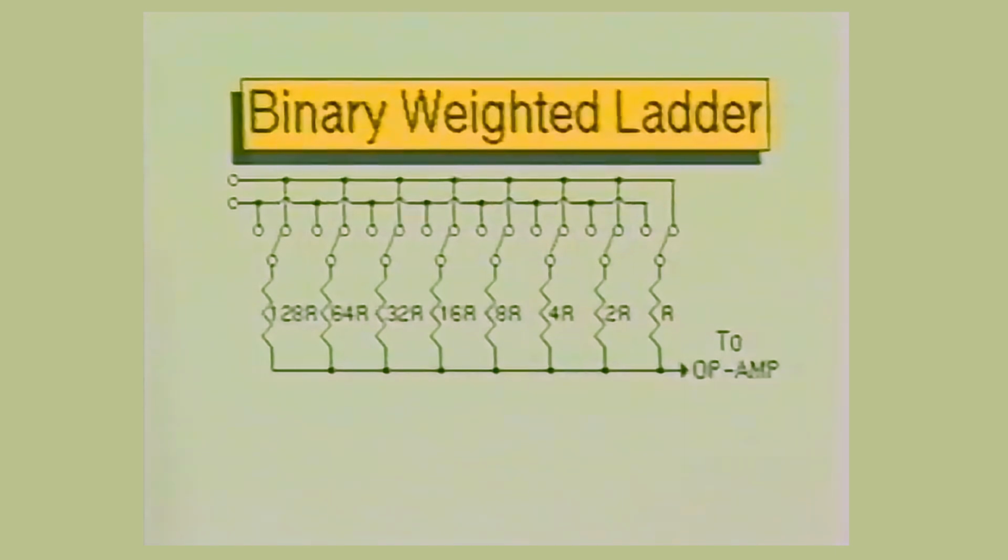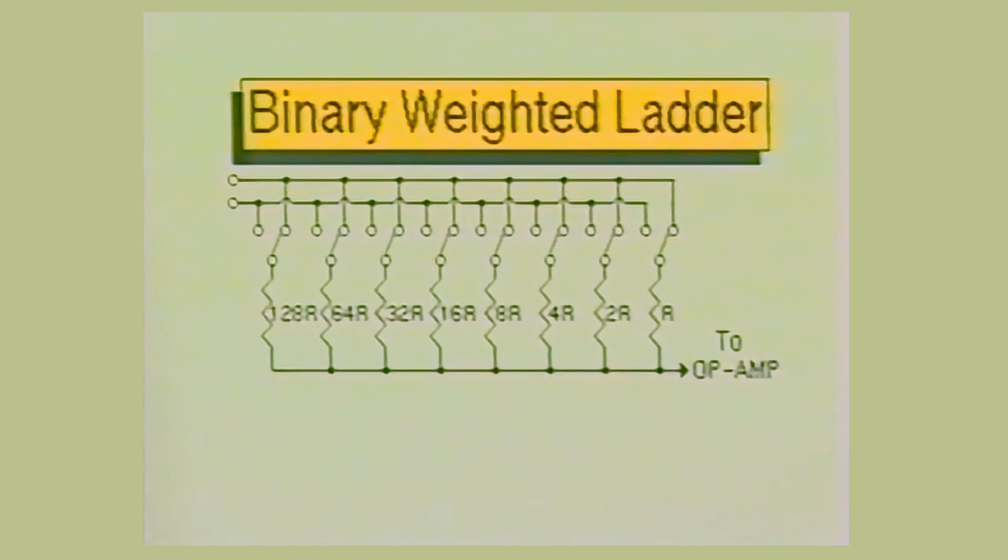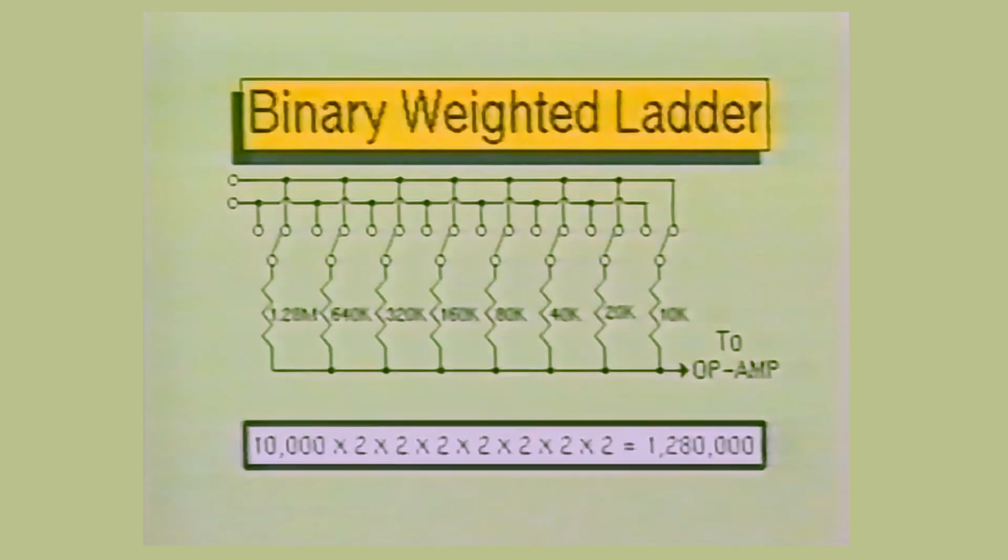The binary weighted resistor ladder circuit, however, does have problems if the bit length is longer than 8. This is due to the fact that the resistor values become much too large. For example, if resistor R is set to 10,000 ohms, then resistor 128R must be 1.28 million ohms, since it is doubled in value 7 times.